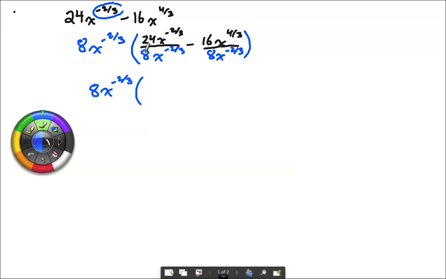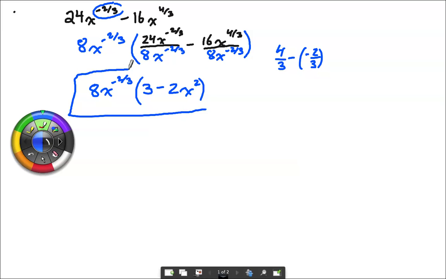And then left behind, 24 divided by 8 is 3. X to the negative 2/3 divided by x to the negative 2/3 is just 1. Negative 16 divided by positive 8 is going to be negative 2. And then we have this x to the 4/3 divided by x to the negative 2/3. Well, the operation that you use on exponents is subtraction. So you can go off to the side and go 4/3 minus a negative 2/3. So that would become 4/3 plus 2/3, which is 6/3, better known as 2. So that becomes x squared. And there's your factored form of the original, well, it's not a polynomial, but the original expression.